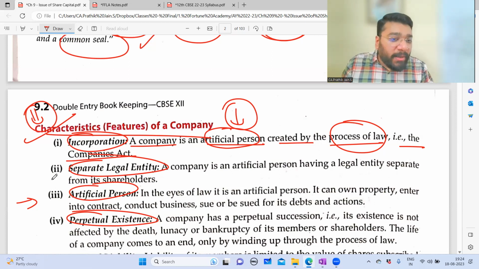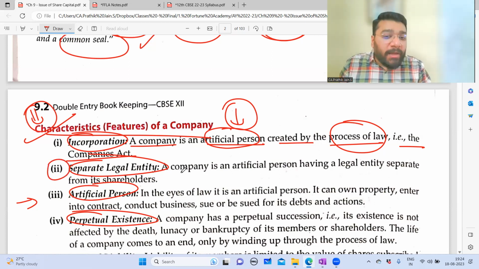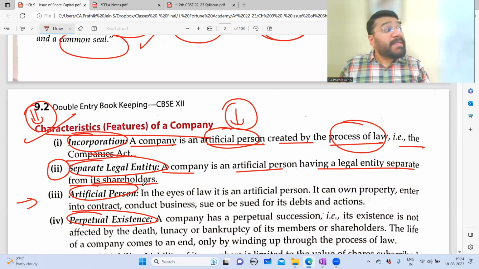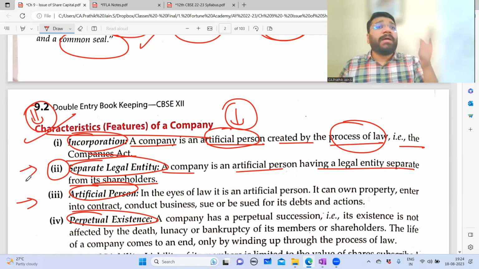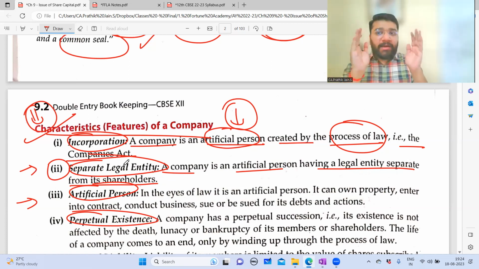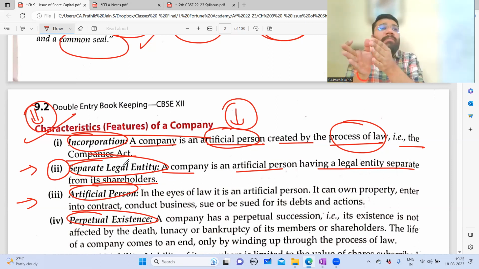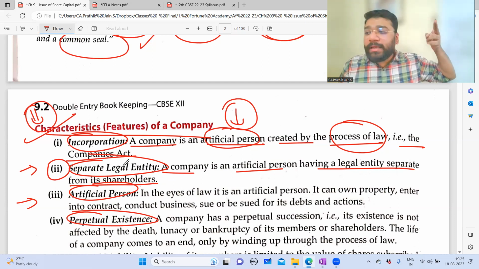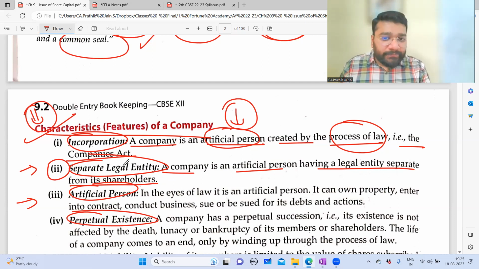Second point, sir, company enjoys a separate legal entity status. A company is an artificial person having a legal entity separate from its shareholders. That's why when we account, from whose point of view? Business point of view, not from the shareholder's point of view. It is because of this concept, again, that the death of an owner does not affect the business. So with separate legal entity, the focus is accounting from the business point of view, not from the owner's point of view. That is the concept of separate legal entity, which is equal to the business entity concept or the accounting entity concept. Is the second point clear?